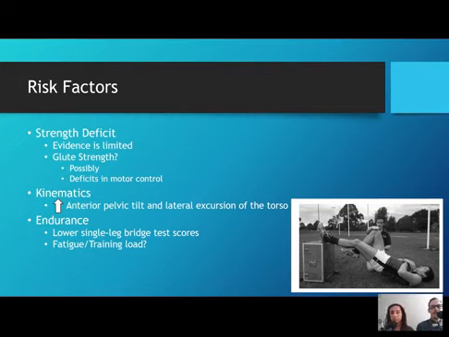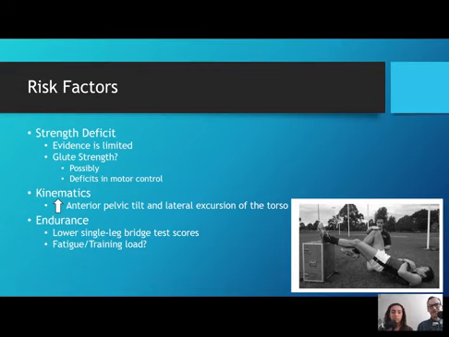And then the next one that I think is very important to consider is muscular endurance. One good study looked at the single leg bridge test score, which the picture below demonstrates. What they essentially did is have them do a single leg bridge in this formation as many times as they could until fatigue. And those that scored, I believe, under 19 reps had a higher chance of getting a hamstring strain injury compared to those that had higher values.